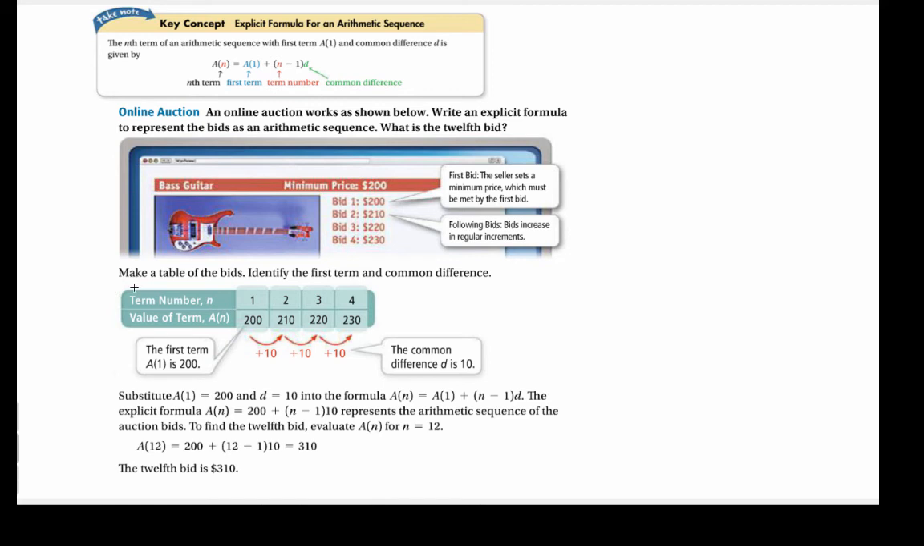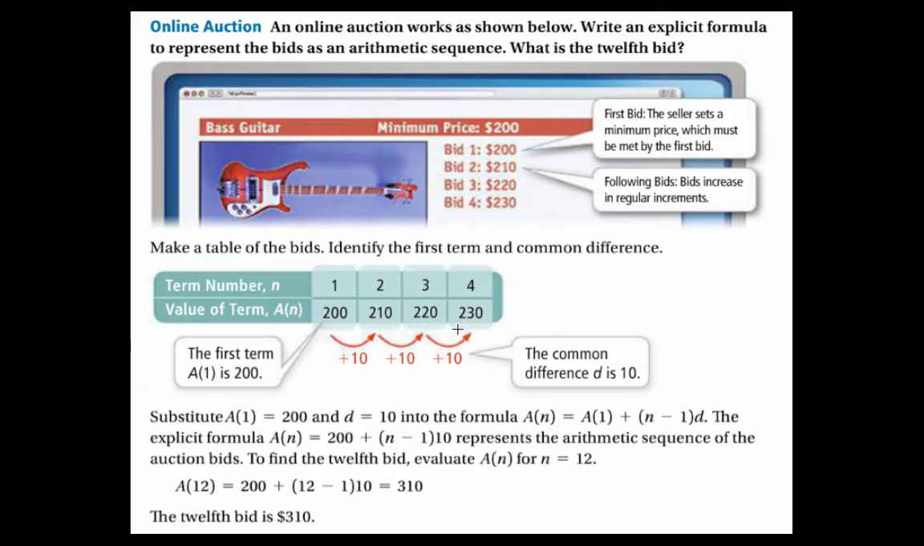So make a table of the bids, identify the first term and a common difference. So term 1 would be the minimum price, the starting price, and that value is 200. So the first bid is actually the second term in the sequence, which is 210. Third term is the second bid, which is 220, and the fourth term is actually the third bid, which is 230. Okay, so in here this is our common difference of 10. So if we substitute a of 1 equals 200 and the common difference of 10 into this formula, again, this is a formula, so we're just going to be substituting things into this formula. The explicit formula, a of n equals 200 plus quantity n minus 1 times 10 represents the arithmetic sequence of the auction bids.